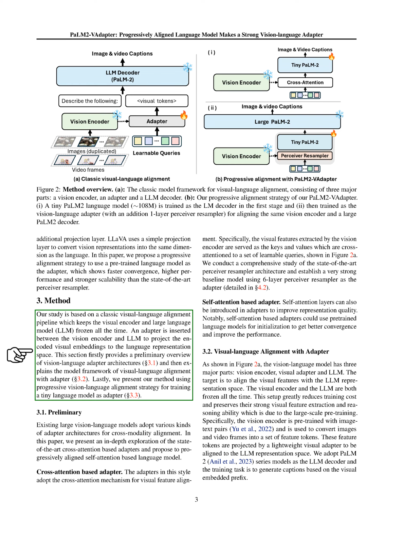Our methodology is grounded in a classic visual language alignment pipeline, which maintains the visual encoder and the large language model, LLM, in a constant state, with an adapter inserted between them to map the encoded visual embeddings onto the language representation space. This section provides a preliminary overview of vision-language adapter architectures, explains our model framework with an adapter, and introduces our progressive vision-language alignment strategy for training a tiny language model as the adapter.